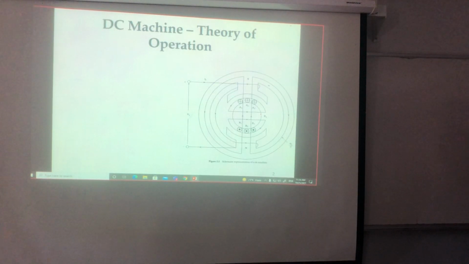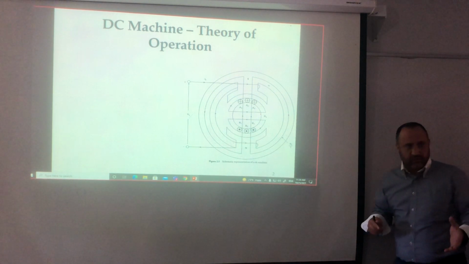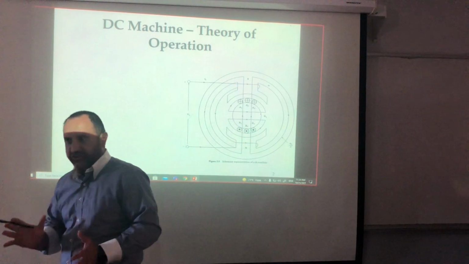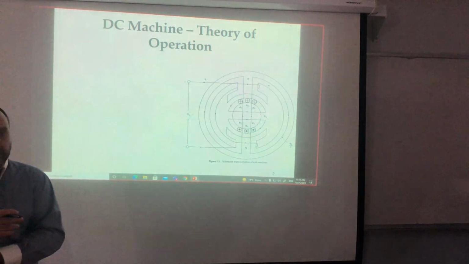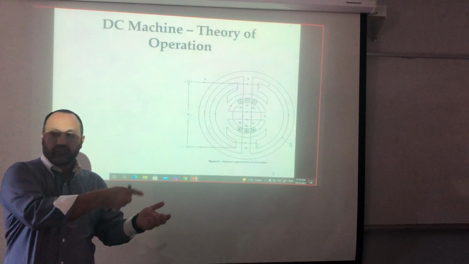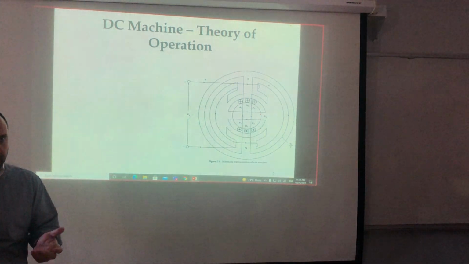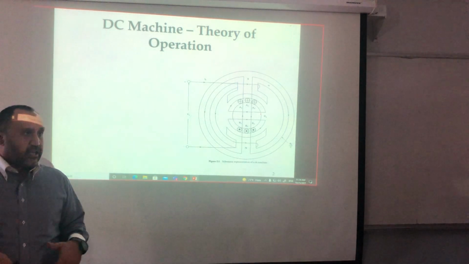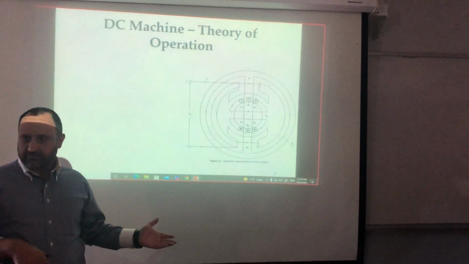As you know, in general, any machine consists of what? Of a stator and rotor. The stator is the stationary part, correct? And the rotor is the moving part, correct? Why do we call it rotor? Because this type of machine is rotating. Now, sometimes we call it armature.